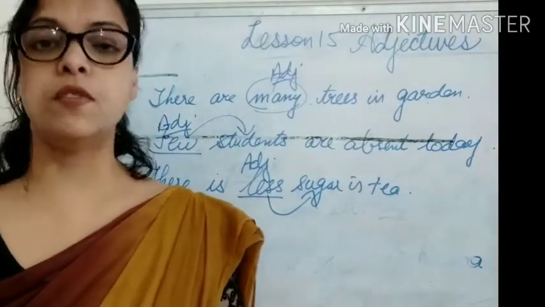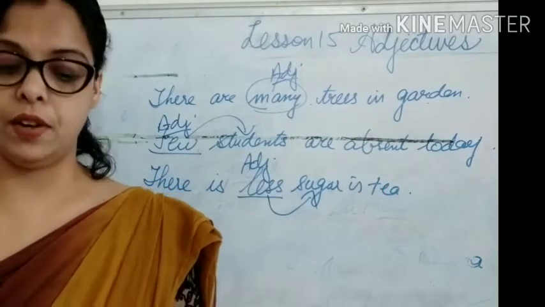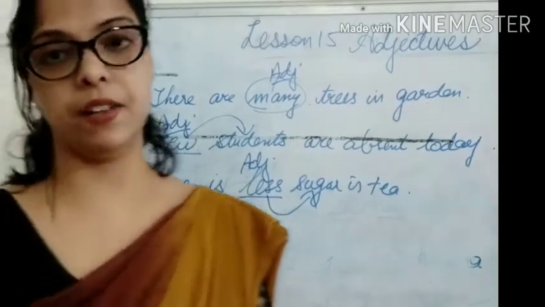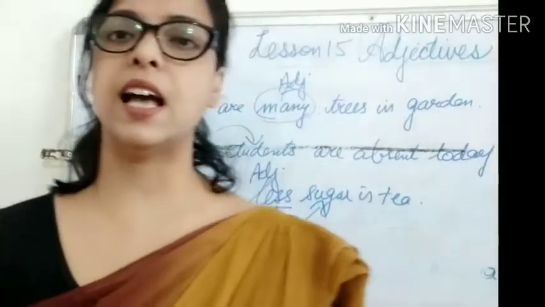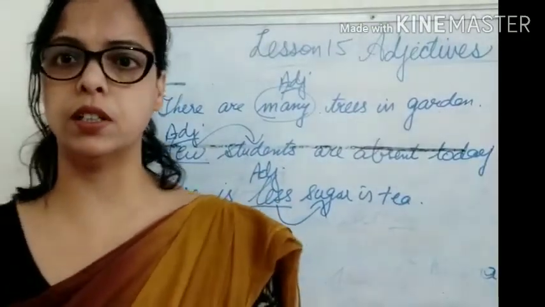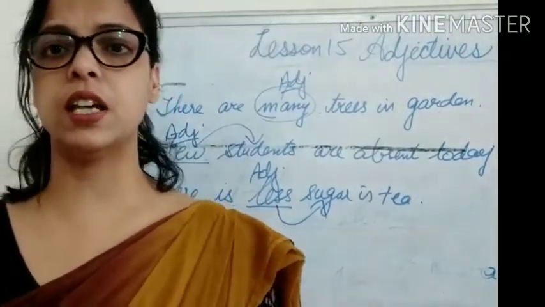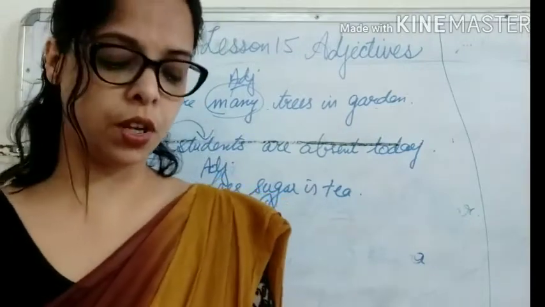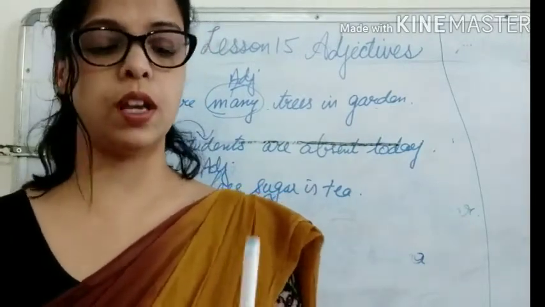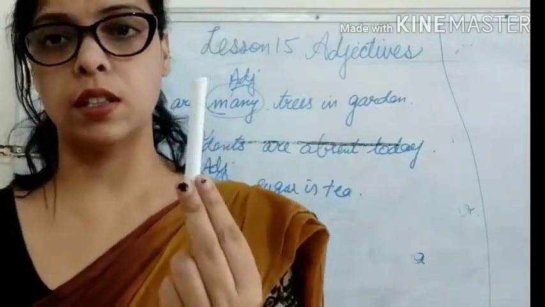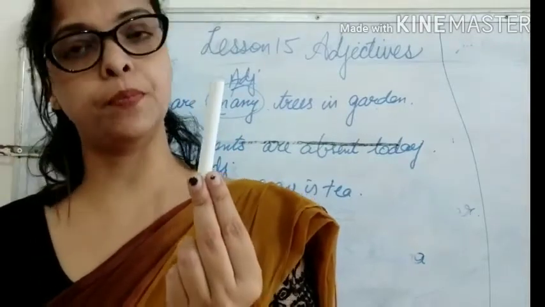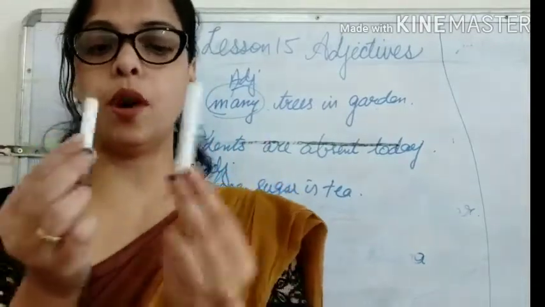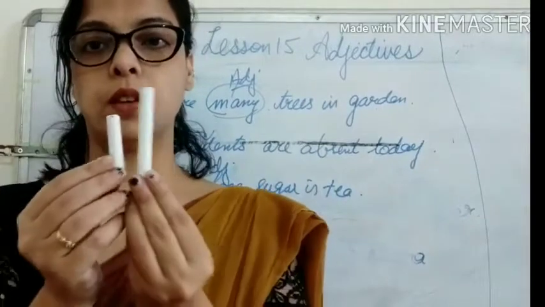So children, now we will study about comparative adjectives. What are comparative adjectives? Now we have seen the usual form of adjectives, right? Children, just to give you an example, I have taken chalks, okay? I say this is a chalk. This is a big chalk, okay? Now, if I take one more chalk here, okay?